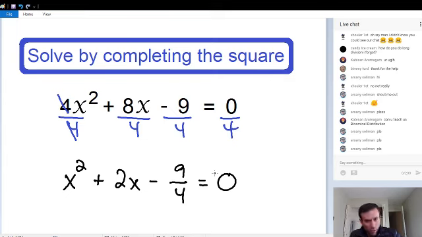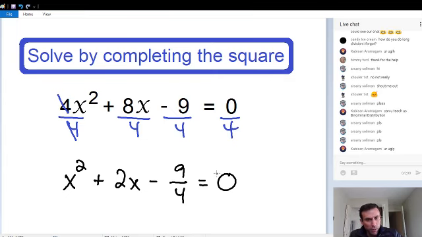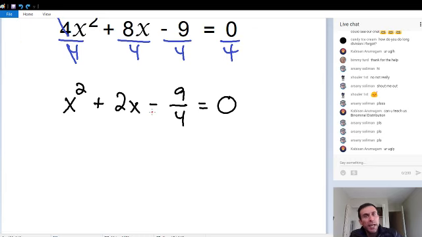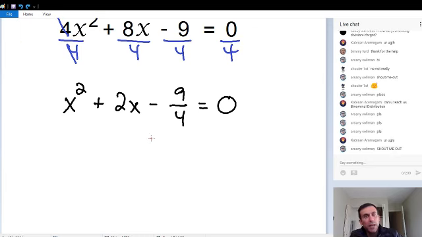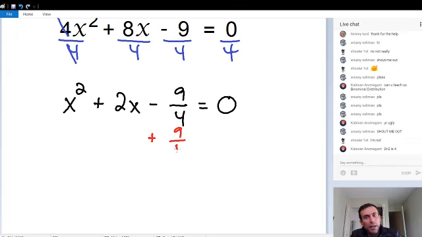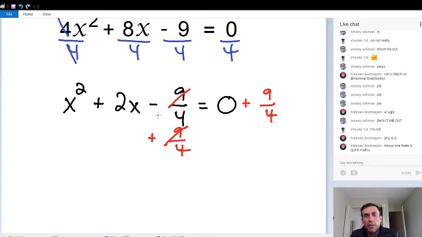All right. So at this point, we need to go on to step number 2. Step number 2 is to get rid of this constant on the left-hand side of the equation. We always need to bring the constant to the right-hand side of the equation. So we have a negative 9 over 4. To get rid of it, we need to do the opposite. So we need to add 9 over 4 to both sides. By doing this, the negative 9 over 4 and the positive 9 over 4 cancel each other out, and we got rid of our constant on the left-hand side and brought it to the right-hand side.